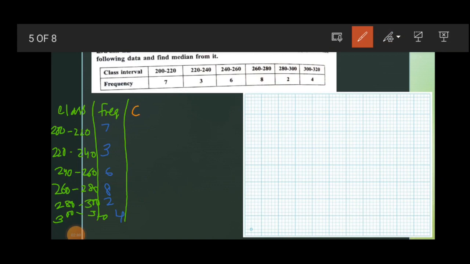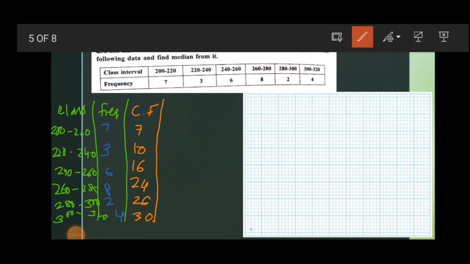Now let's find cumulative frequency. Write first frequency as it is. Now add next frequency to 7. 7 plus 3 is 10. 10 plus 6 is 16. 16 plus 8 is 24. 24 plus 2 is 26. 26 plus 4 is 30.